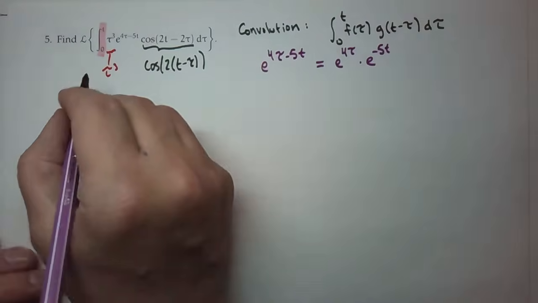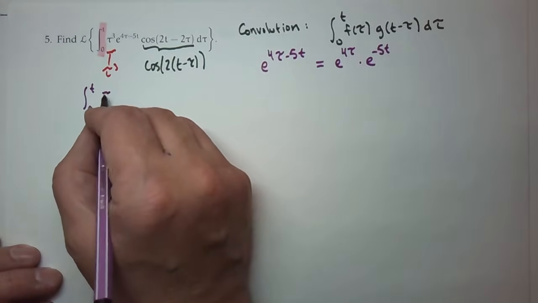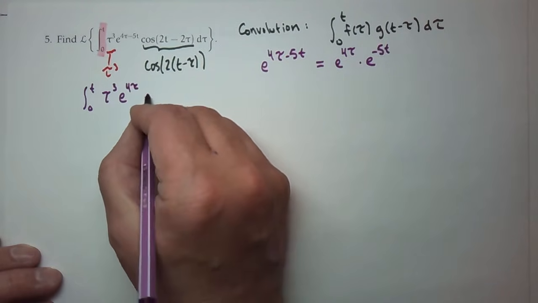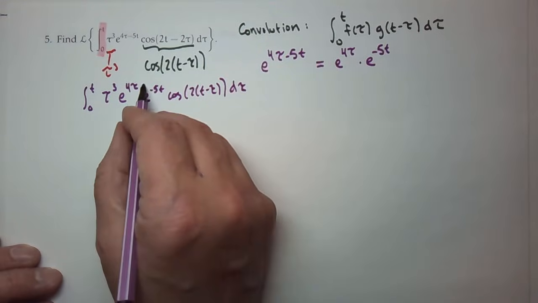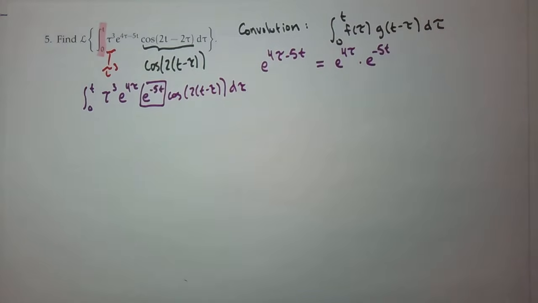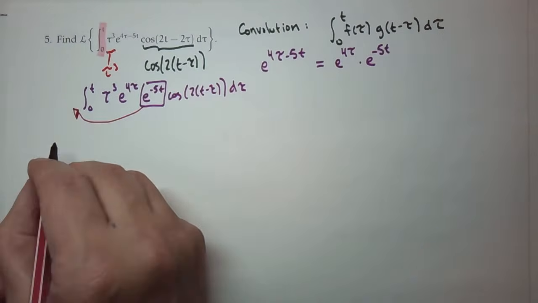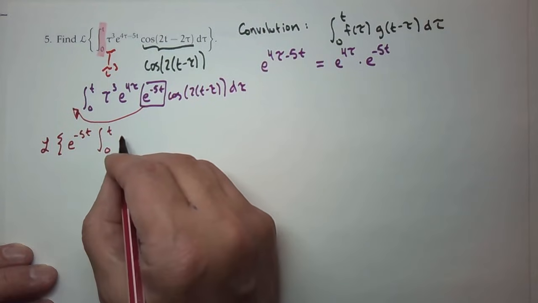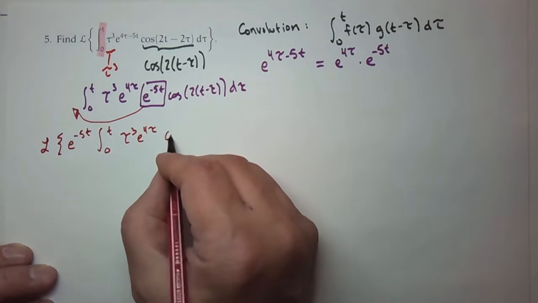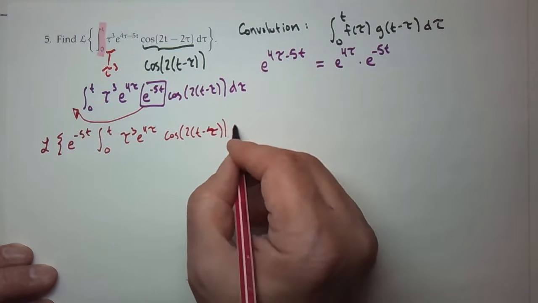Now, why do I point this out? Well, you could rewrite this as the integral of tau cubed e to the 4 tau e to the minus 5t cosine 2 times t minus tau d tau, with respect to the integral. What is e to the minus 5t? Constant. Because notice the integral is integrating with respect to tau, not t. This is when it's helpful to be able to differentiate your t's and your tau's. Since it's a constant, what can you do? You can pull it out. So you say, this says find the Laplace of e to the minus 5t, integral 0 to t, tau cubed, e to the 4 tau, cosine 2 times t minus tau, d tau.